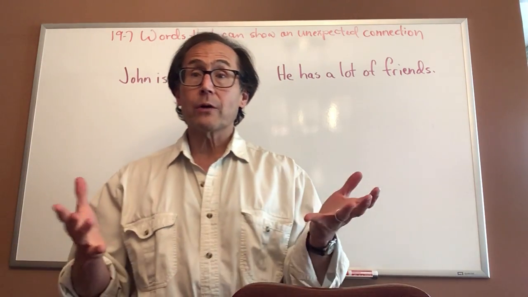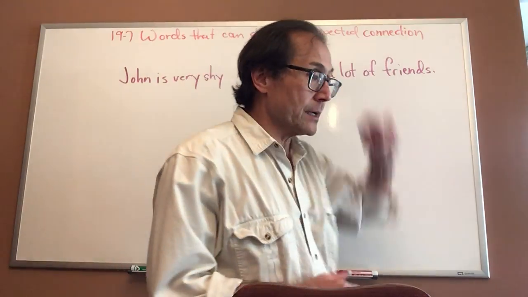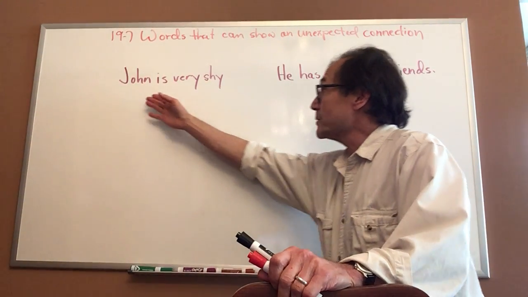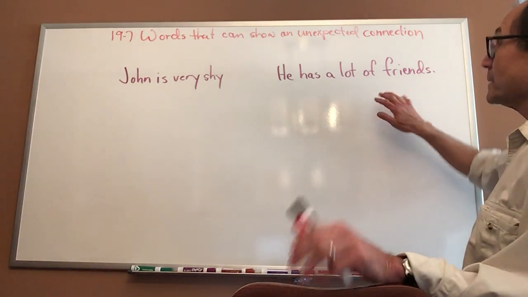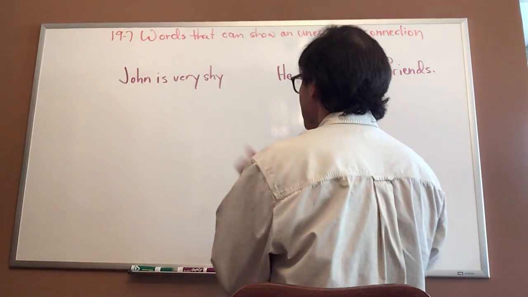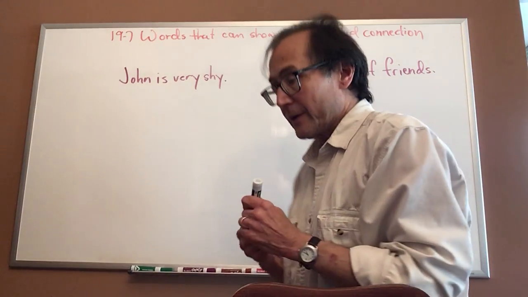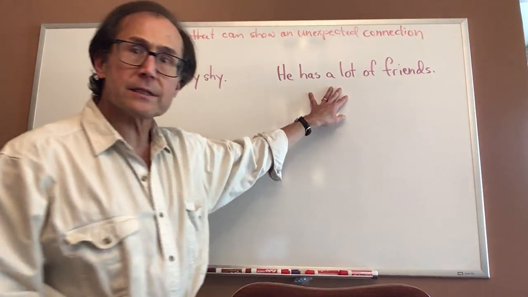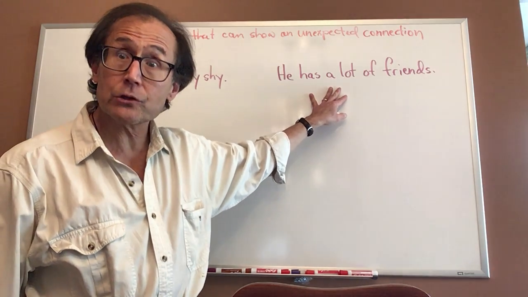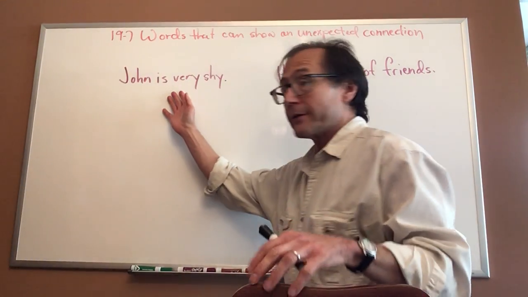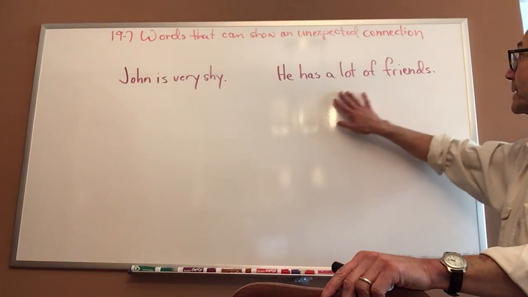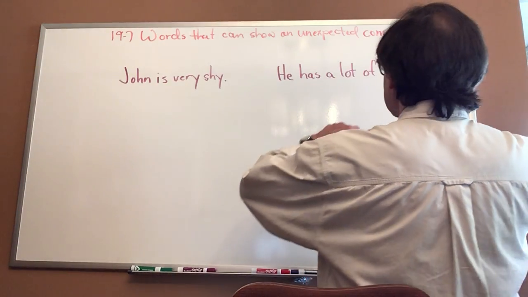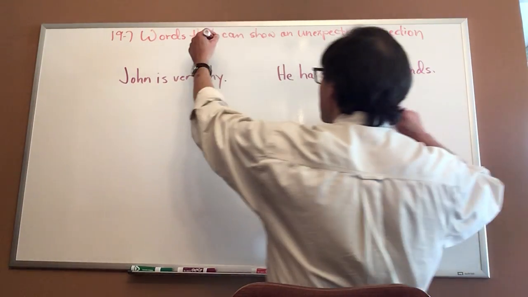To get an idea of what we mean by unexpected connection, let's take a look at these two sentences. First sentence is, John is very shy. The second sentence is, he has a lot of friends. Now, if I look at these two sentences, I say, oh, that's unusual. He's very shy, so it's not expected that he would have a lot of friends.